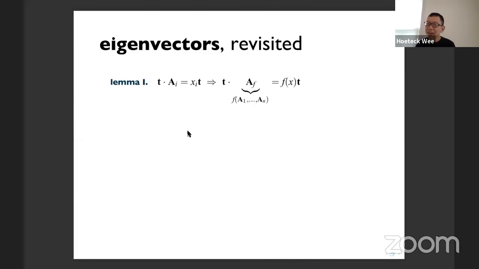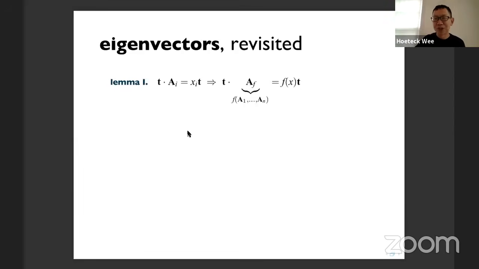So basically, the crux of this fully homomorphic encryption scheme really boils down to what happens before you introduce noise. The magic of it is this algebraic phenomenon that says that if I have a bunch of matrices and a vector t, such that t times ai is xi times t, then t times Af is f of x times t, where Af is the shorthand for f applied to these matrices A1 to An. This simple algebraic identity that follows from high school linear algebra gives us all of this magic FHE scheme.